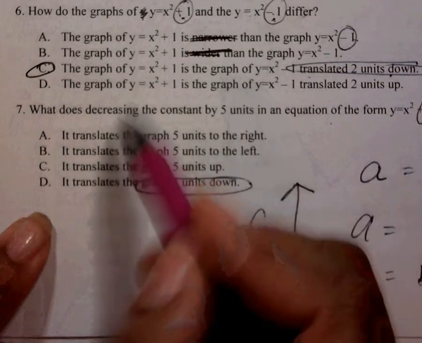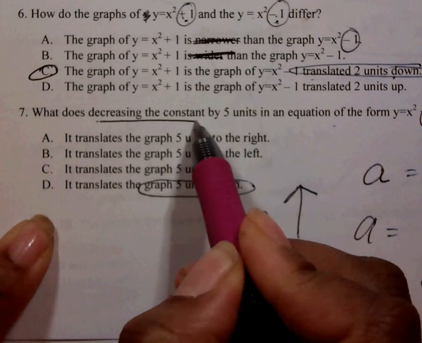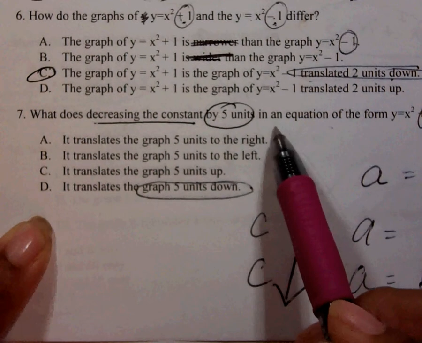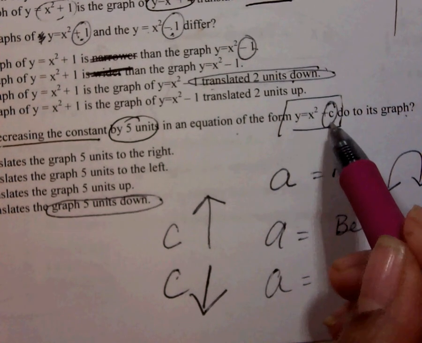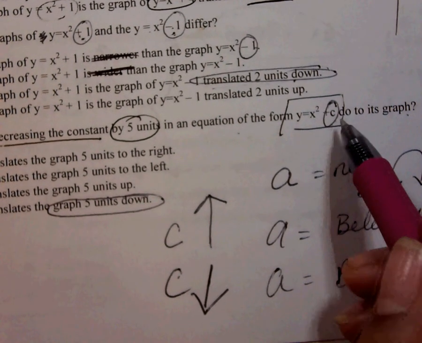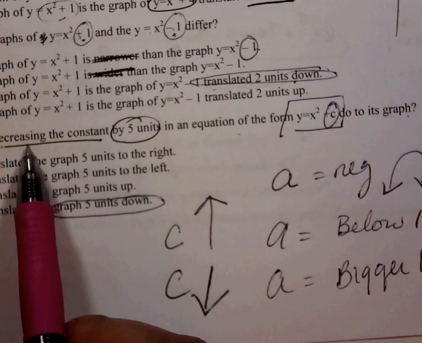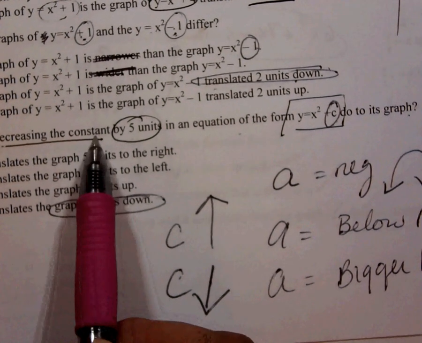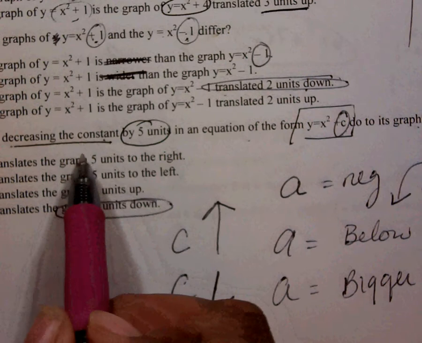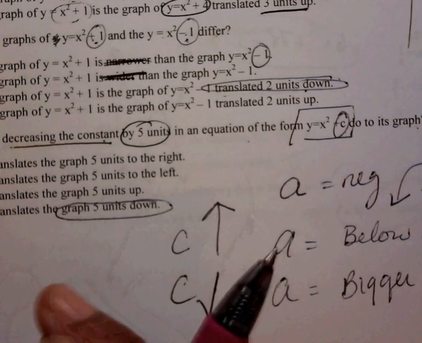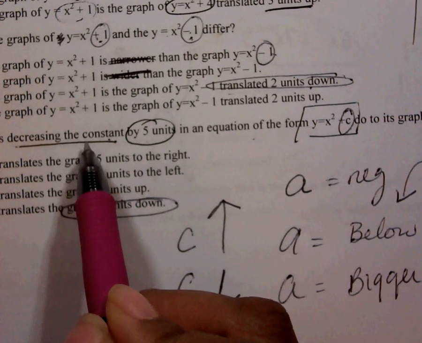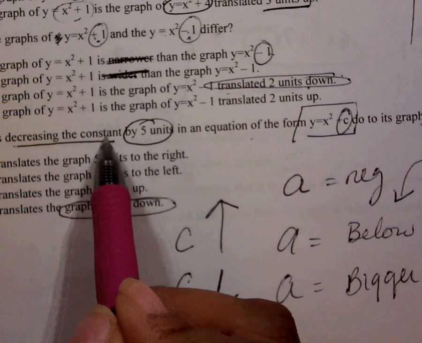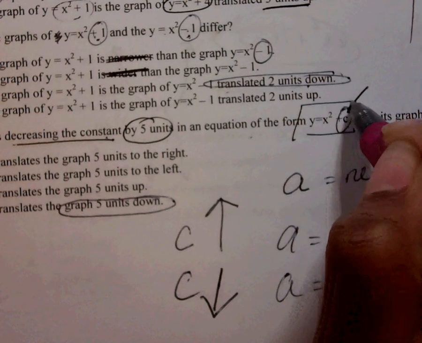On number 7, it says, what does decreasing the constant by 5 units do? What is that going to do to something that's in this form? Well, remember, C is what changes when you move up or down. And if I'm going to decrease the constant, it didn't say move C. It didn't say move A. It said decrease the constant. So in this problem, it wants to know, do you know that the constant is the C term?